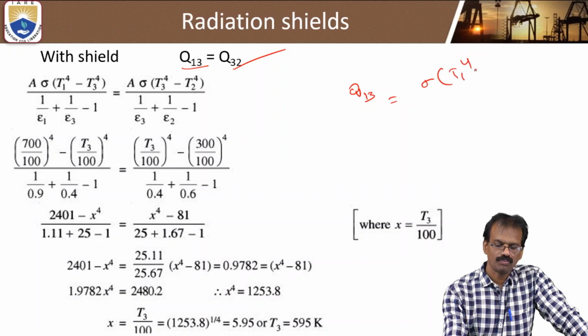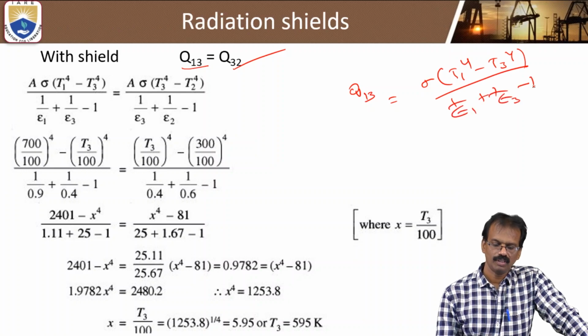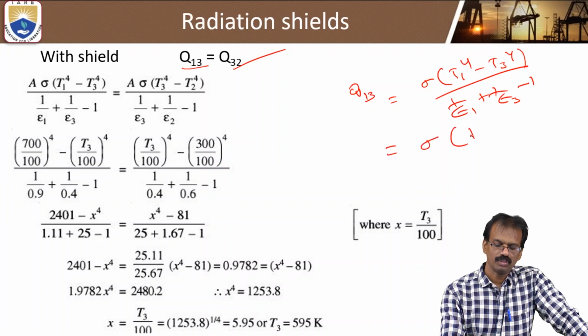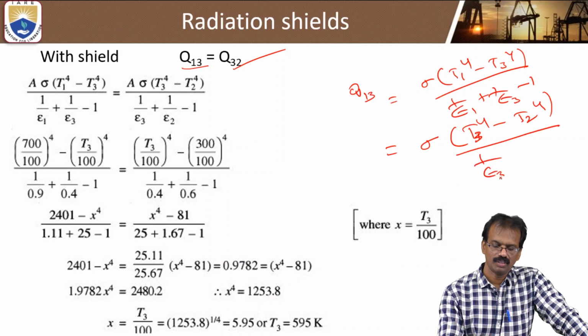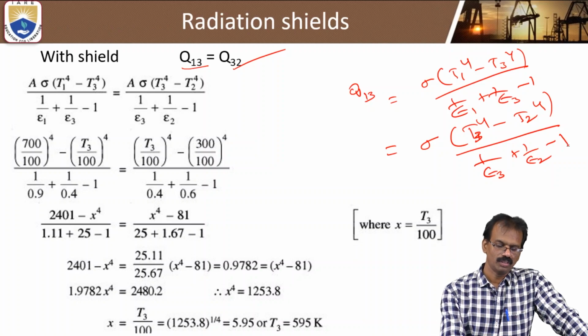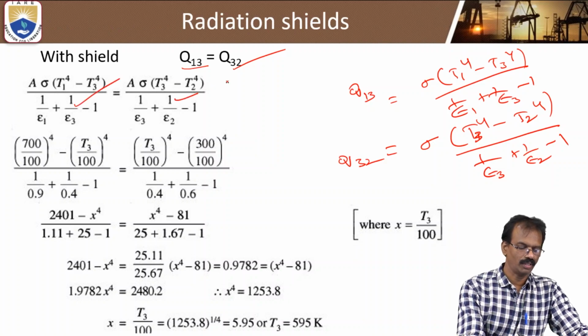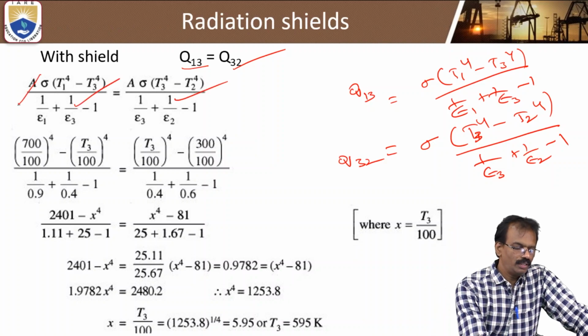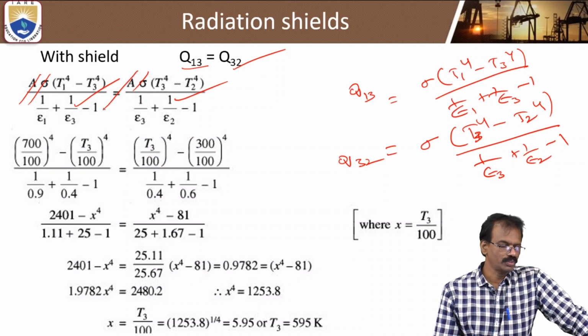T1 to the power of 4 minus T3 to the power of 4 by 1 by epsilon 1 plus 1 by epsilon 3 minus 1 is equal to sigma into T3 to the power 4 minus T2 to the power 4 by 1 by epsilon 3 plus 1 by epsilon 2 minus 1. Here both are the same, Q13 and Q32, so you can equate like this.